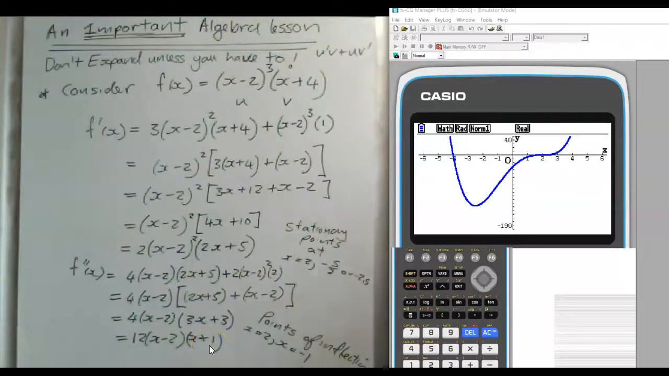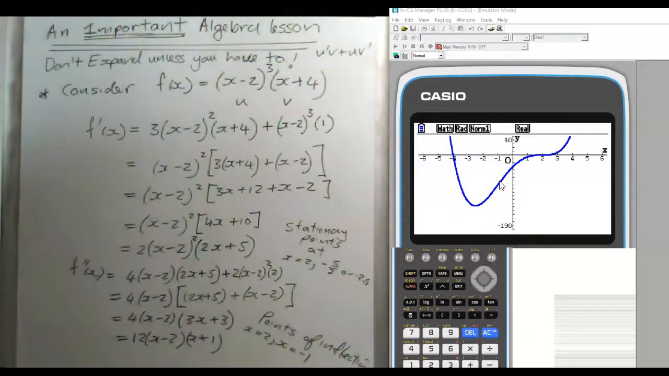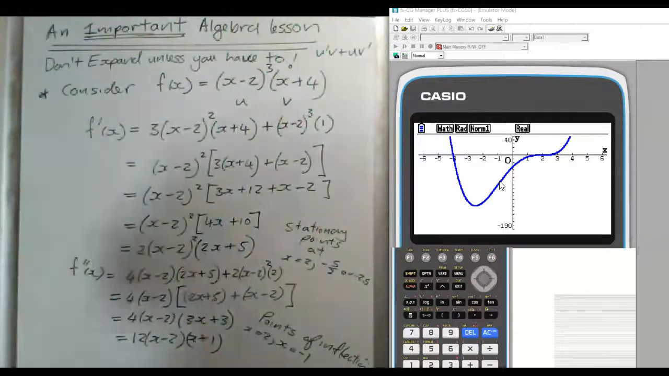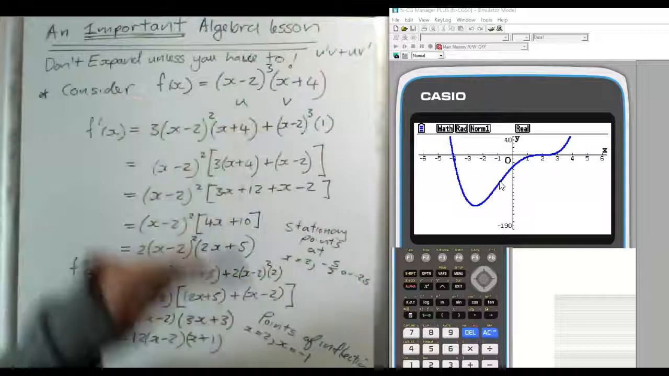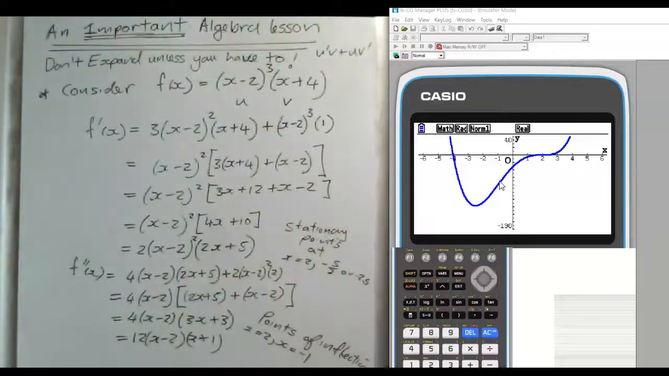And down here, our other one is at minus 1. Did I say? Yeah, I did say minus 1, x equals minus 1. There's our other point of inflection where the curve is going from concave up to concave down. And we know that's not stationary; it doesn't look it. It wasn't a stationary point. So this is a very important example. But the main point was, don't expand brackets unless you have to.